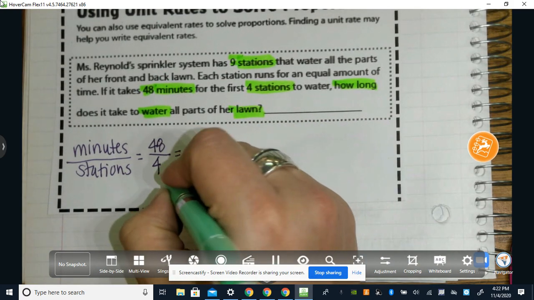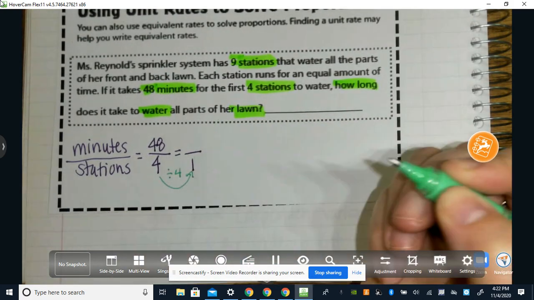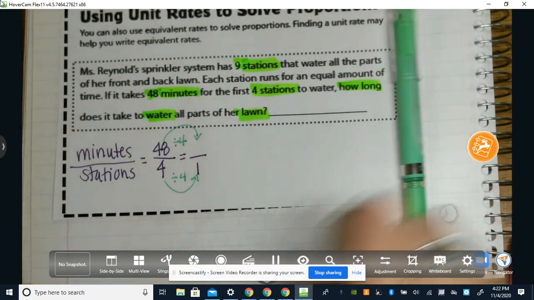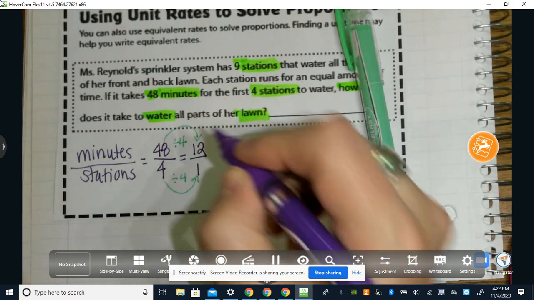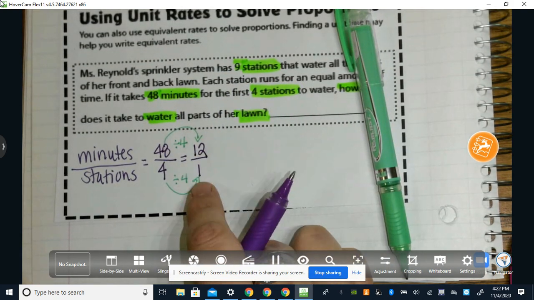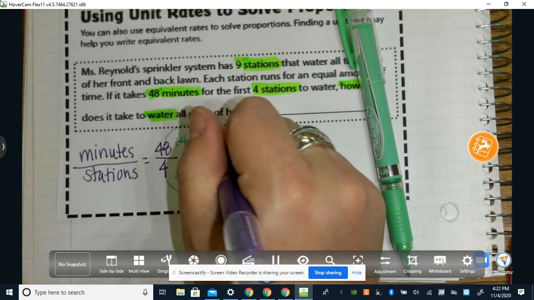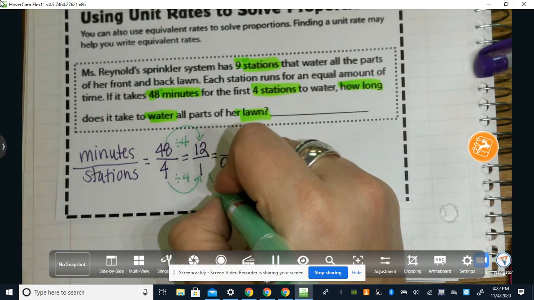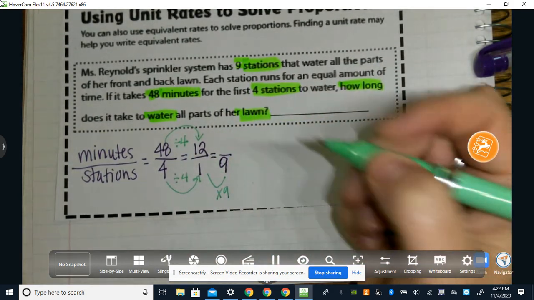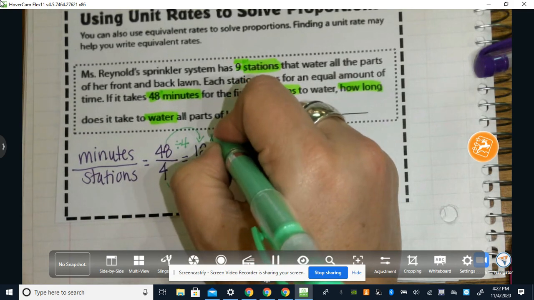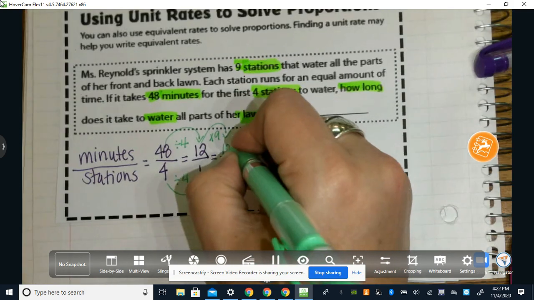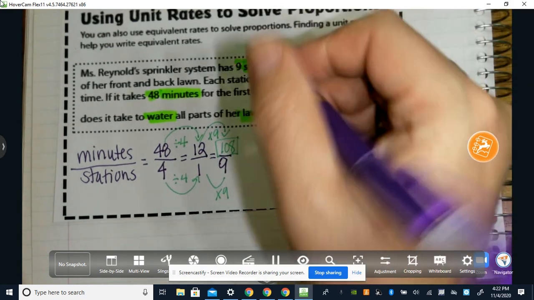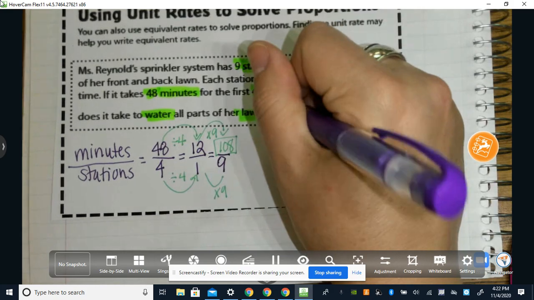So 4 divided by 4 gives me 1. So 48 divided by 4 gives me 12. So that's my unit rate, 12 minutes for 1 station. Now I can figure out what 9 is. So I can go from 1 to 9 by multiplying by 9. And 12 times 9 gives me 108 minutes. So it will take me 108 minutes to water those 9 stations.